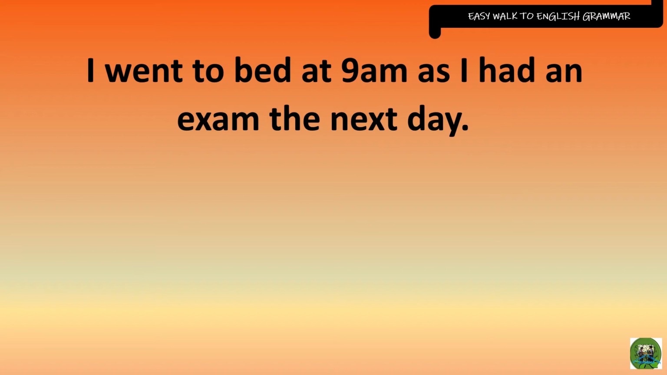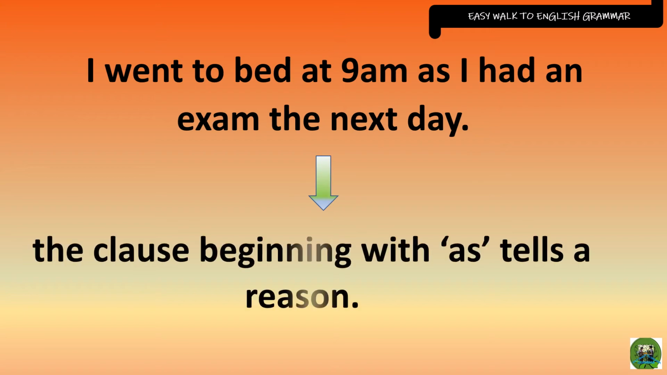I went to bed at 9 a.m. as I had an exam the next day. Here also we can see two parts of a sentence getting connected with the help of the word as. I went to bed at 9 a.m., one part of the sentence. As I had an exam the next day, another part of the sentence, and as helps us to connect both these parts of a sentence. And here the clause beginning with as tells us a reason.